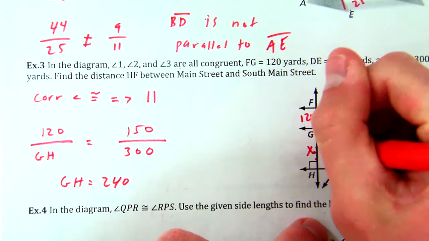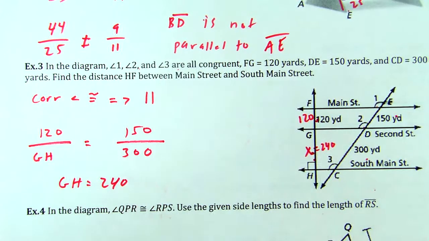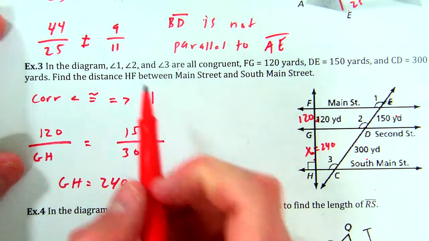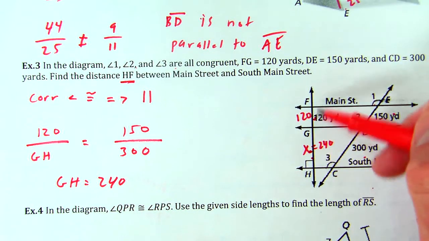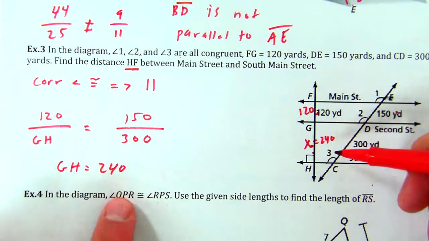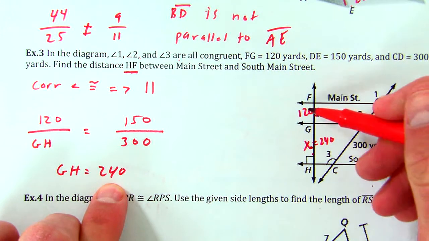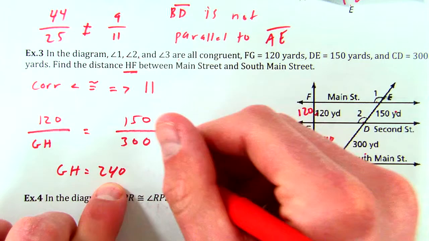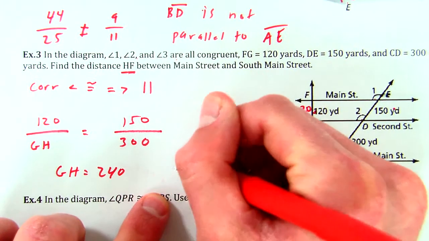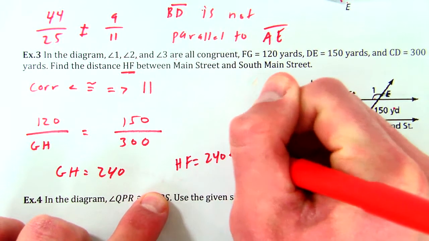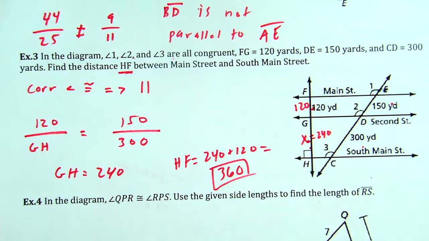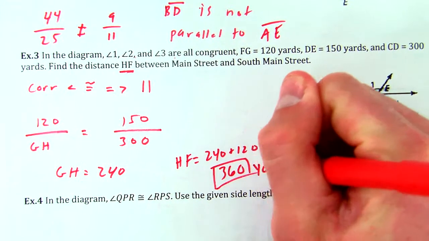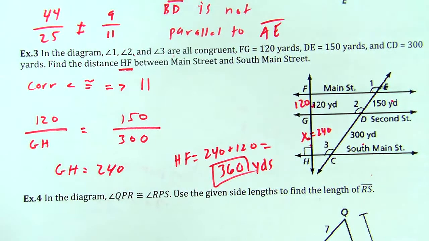Okay, so this right here, I've just found out that this is 240. But you have to be very careful, because originally the question asked for the distance HF. We needed this distance to ultimately find out what HF was, so this is what we solved for, but our final answer isn't 240. Our final answer is HF, which is this 240 plus this 120, which is 360. So 360, and I believe this is in yards, 360 yards between Main Street and South Main Street.